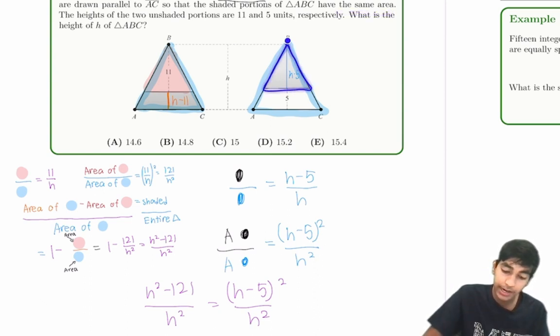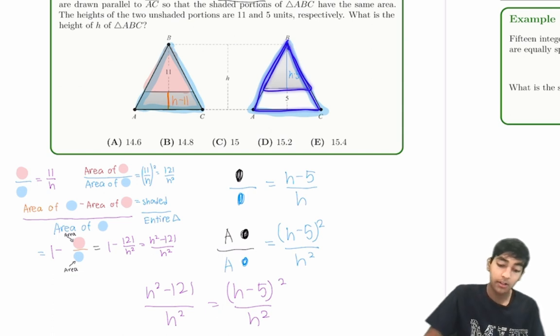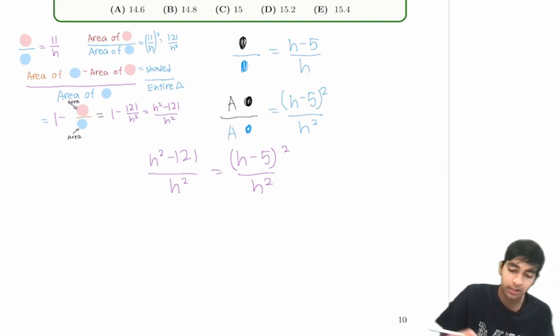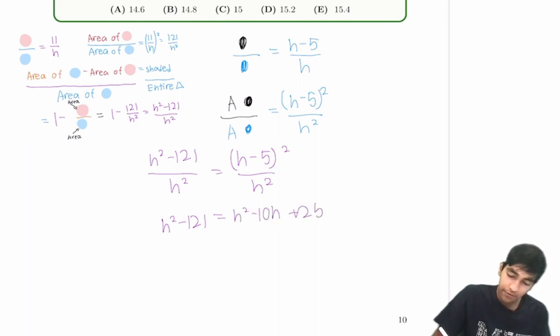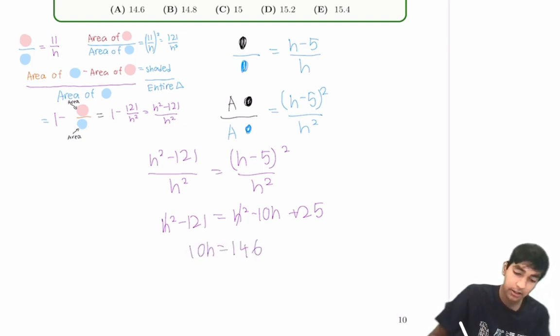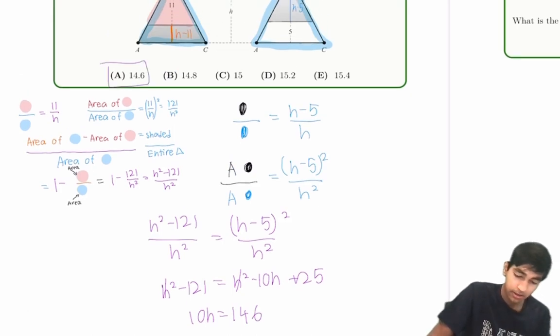So the ratios of their area to the big triangle, and notice that they're the same big triangle, are also going to be the same. And now we just have a simple equation. h is non-zero, so we can just write it as h squared minus 121 equals h minus 5 squared, which is h squared minus 10h plus 25. We cancel out h squared. We get that 10h is 146. Our answer is 14.6. And we are done.